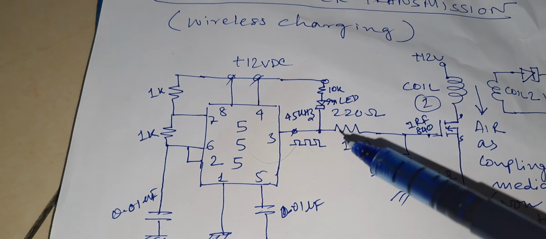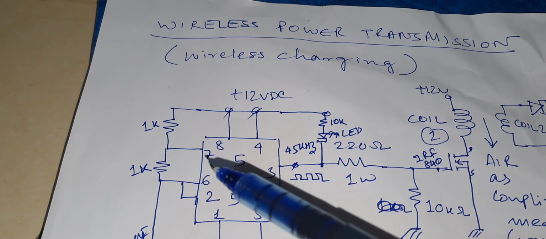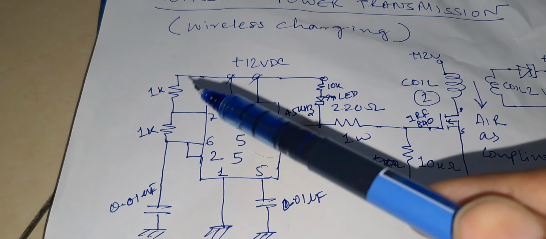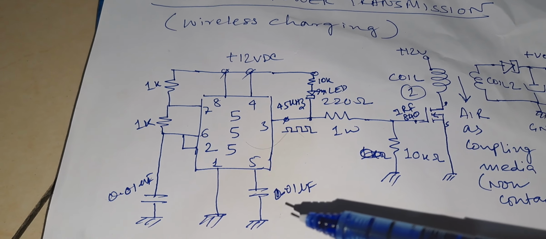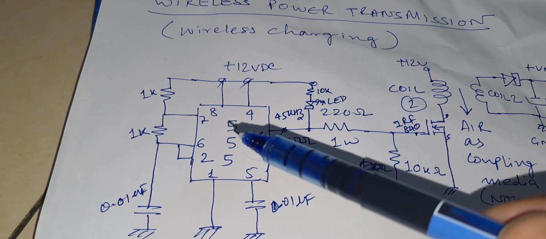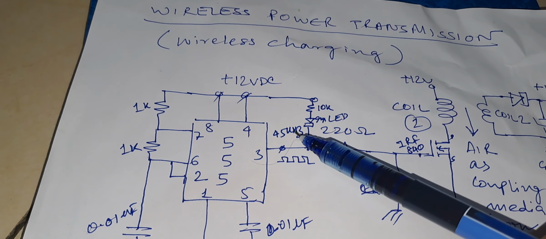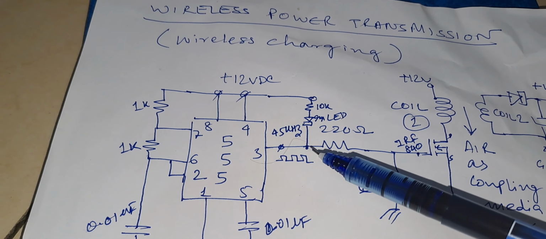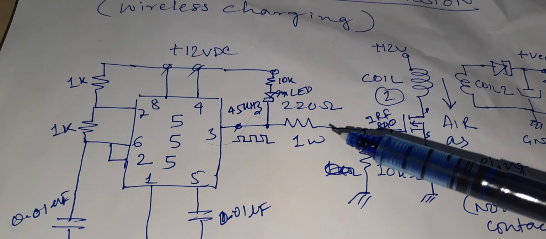The output frequency of the 555 IC is 45 kilohertz, and I am using two 1K resistances and a 0.01 microfarad capacitor for this frequency chain. Pin number 5 of the IC is connected with a 0.01 microfarad capacitance. Pin number 4 and pin number 8 are connected to the 12 volts DC bus. Pin number 3 is generating 45 kilohertz frequency, and I am using a 10K resistance and an LED to track the output presence.